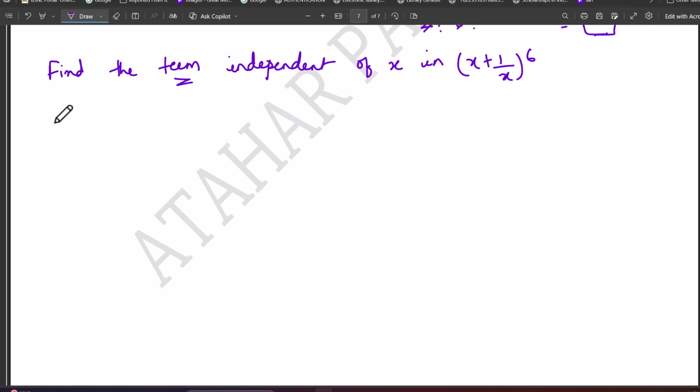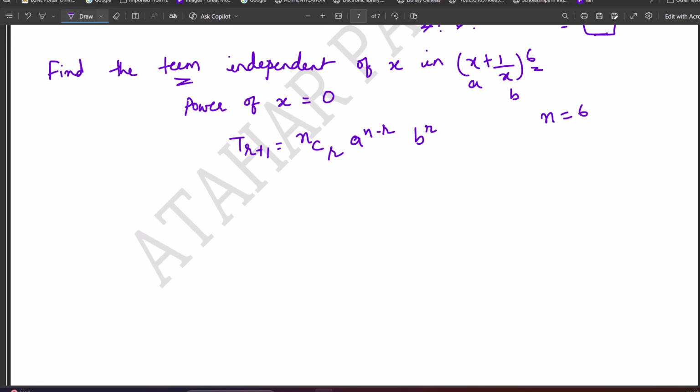Right? So here if the term is independent of x, it means what should be the power of x? Power of x must be equal to 0. So here first you write the general form: T r plus 1 is equal to nCr, a to the n minus r and b to the r, right? So what is a? x. What is b? 1 by x. What is n? It is 6, right? So now just try to substitute here.